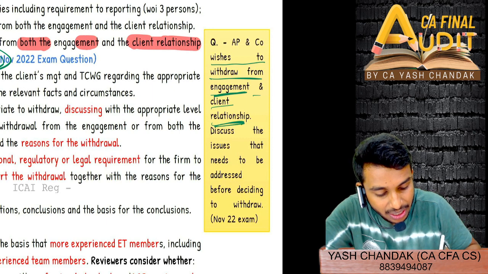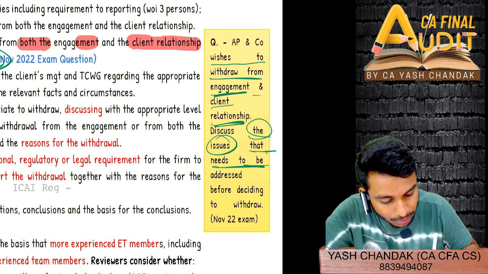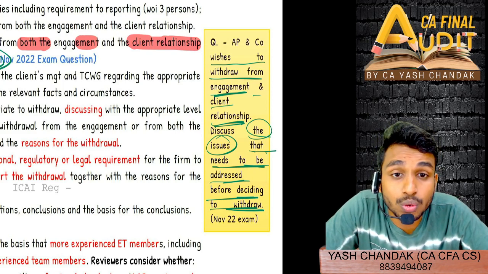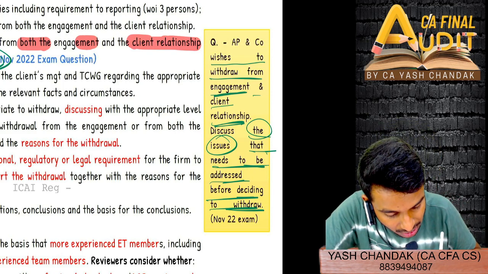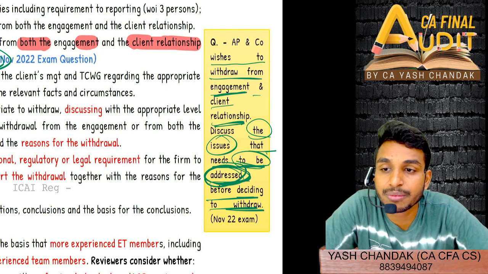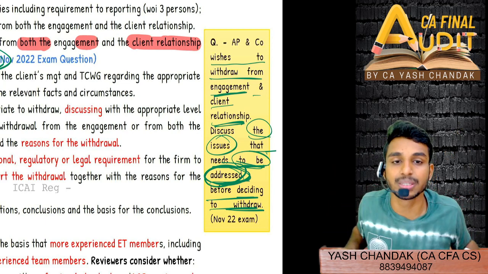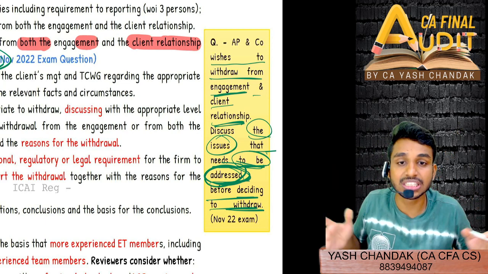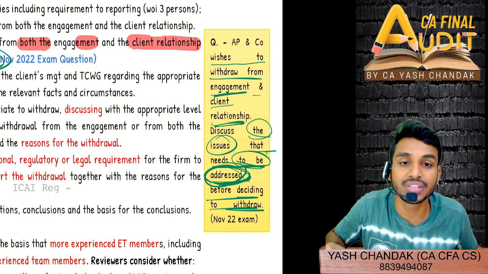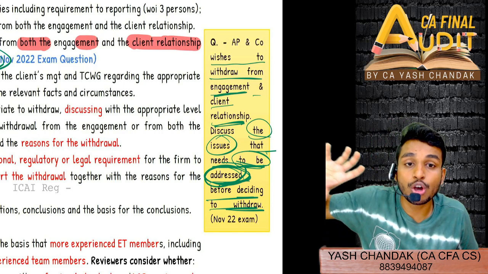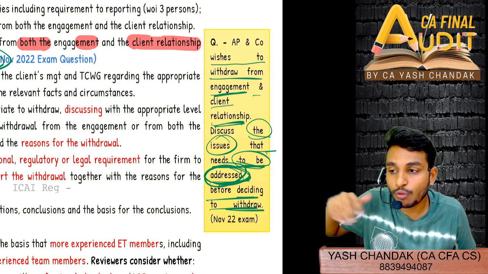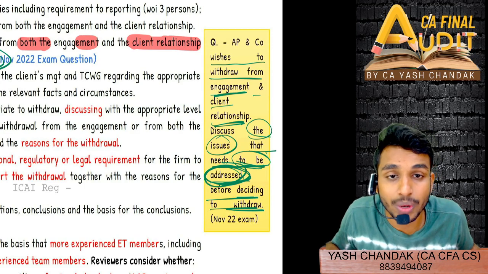and client relationship, discuss the issues that need to be addressed before deciding to withdraw. Before withdrawing, what all issues do you need to discuss, what needs to be addressed before you decide to withdraw from the engagement or the client relationship? Because we are talking about firm-wide, we also have a relationship with the client, so we are thinking of withdrawing from the relationship as well as from the engagement, both. So what all issues do you need to address?